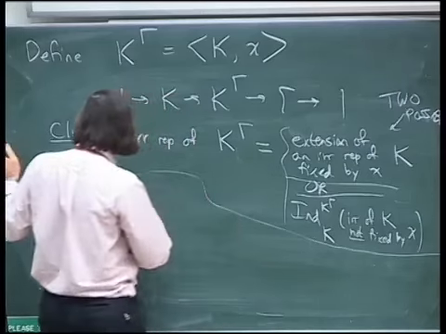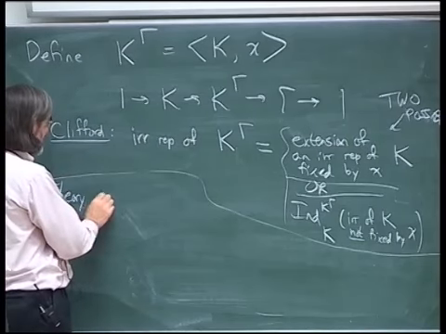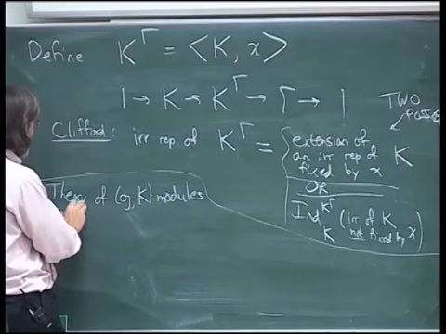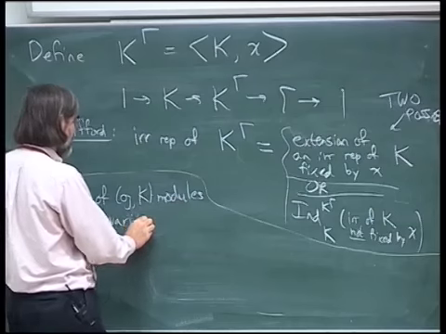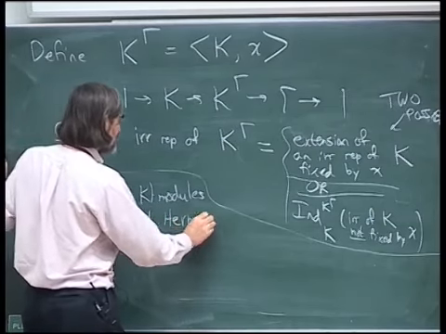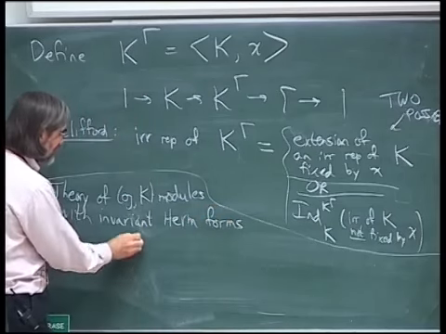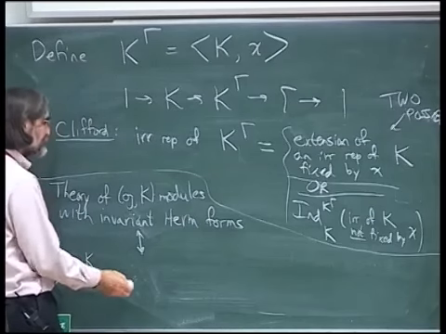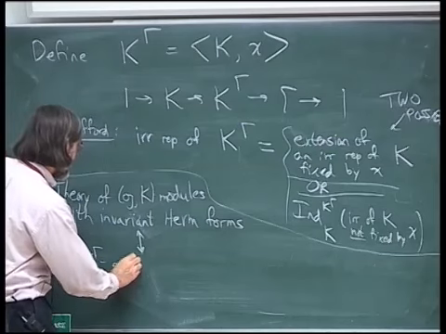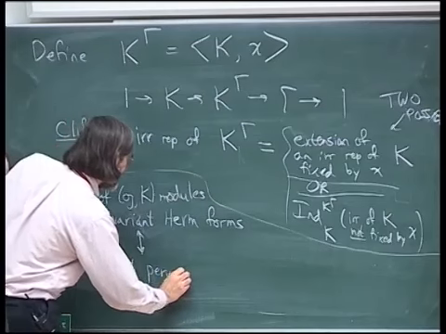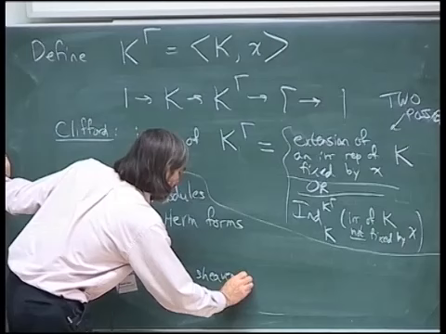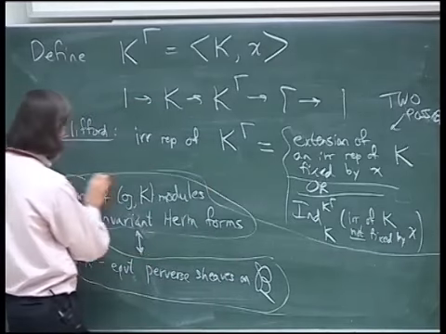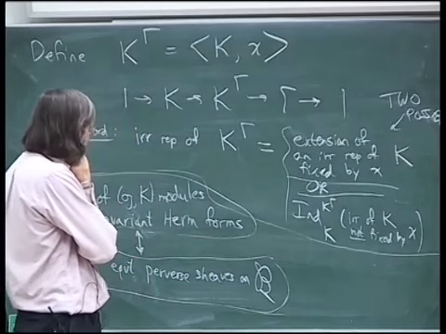What I want to say is that this theory of GK modules with invariant Hermitian forms, well, I'll just be a little fast and loose, is tied up with these K gamma equivariant perverse sheaves on B. That's the statement that I want to make.